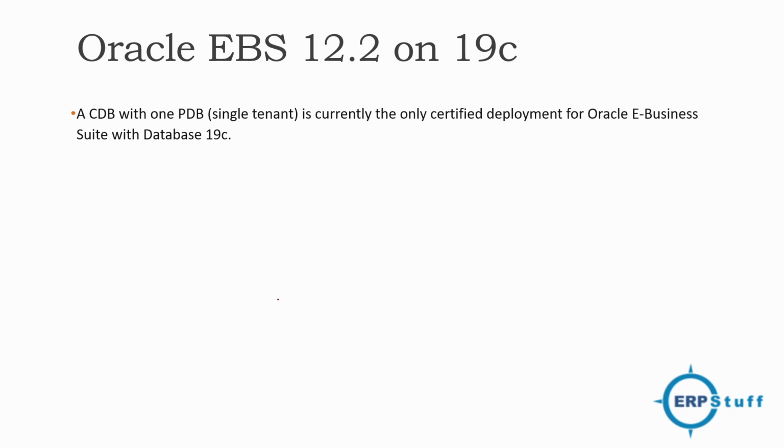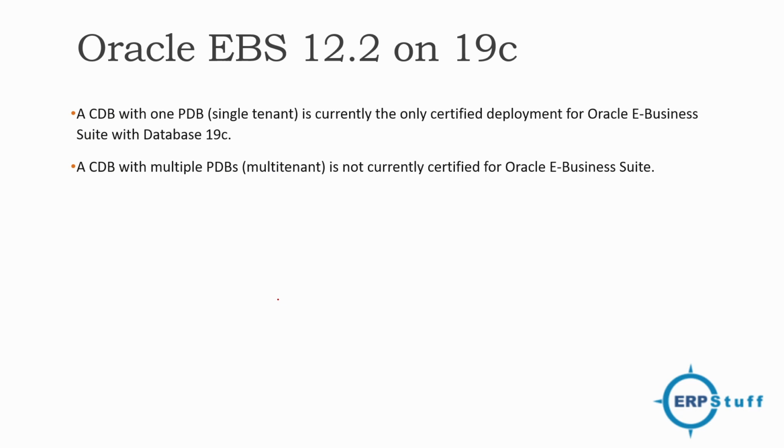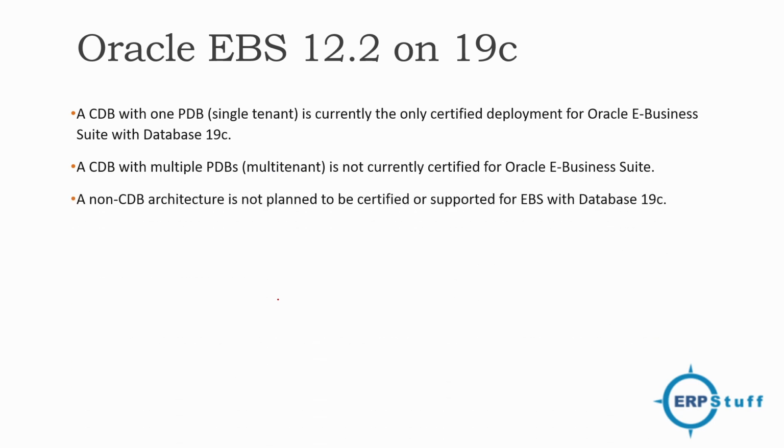A CDB with one PDB, single tenant, is currently the only certified deployment for Oracle EBS. Now I'm coming towards Oracle EBS. From what I can see till now, I'm not able to see a real benefit for Oracle EBS to be multi-tenant. But yes, moving to multi-tenant is good, because for the next upgrade you might need it, since it is only providing a single PDB. Multiple PDBs are not yet certified with EBS, and it is not planned to be certified or supported for Oracle 19c. And in 19c, a non-CDB architecture is not planned to be certified. So you have to go to CDB, although you are not getting the exact PDB benefits.